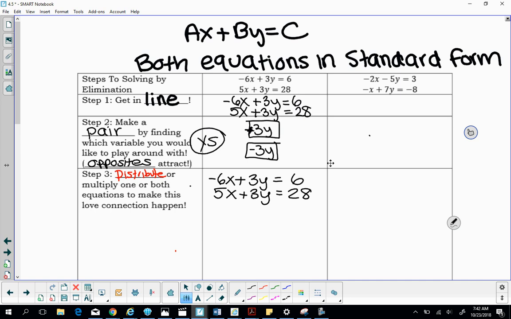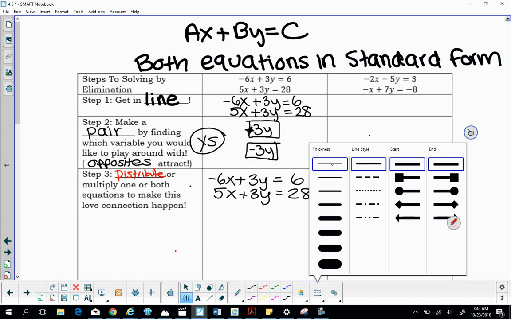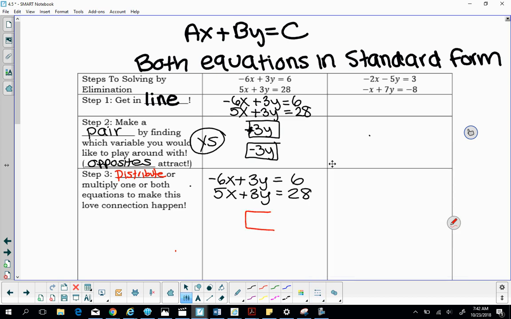So now I'm going to figure out which one I want to change the signs of. It really doesn't matter. I'm going to do the first one, but if you wanted to do the second one, you would get the same answer. Since I'm doing the first one, I know I want to make that negative 3y, and I want to make the second one positive 3y. They have to be opposites. It doesn't really matter which one you do. I'm just doing the first one just because.